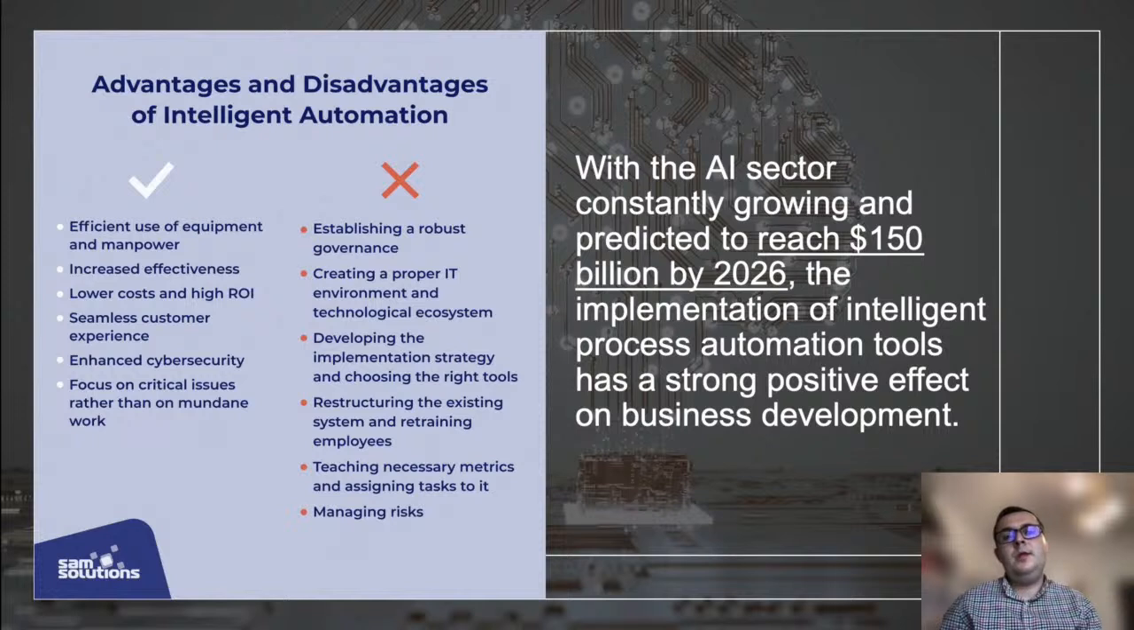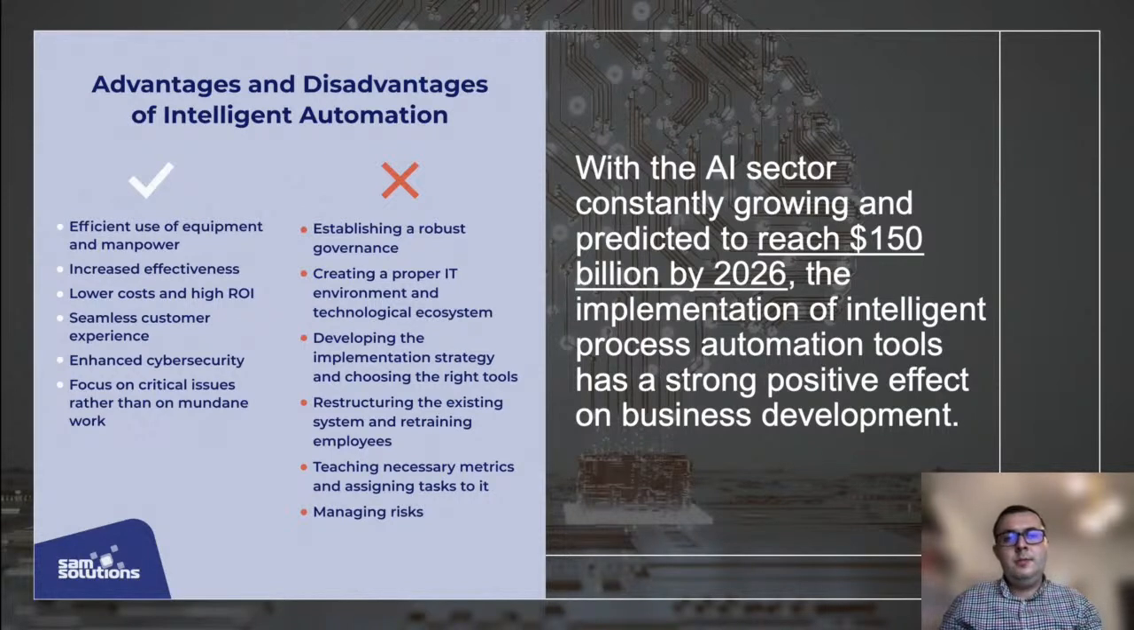But of course, intelligent automation has some important disadvantages. First of all, establishing a robust governance. Sometimes it can be difficult to manage a creative scenario in which we can maintain a good and robust governance. Second disadvantage would be that it's hard to create a proper IT environment and technological ecosystem. So as we implement the intelligent automation concept, of course, it's harder for us to switch, let's say, and prepare the company for this transition. Another disadvantage would be developing the implementation strategy and choosing the right tools. Of course, everything that we want to implement can be harder to reach, and choosing the right tools, of course, it's a bit hard.